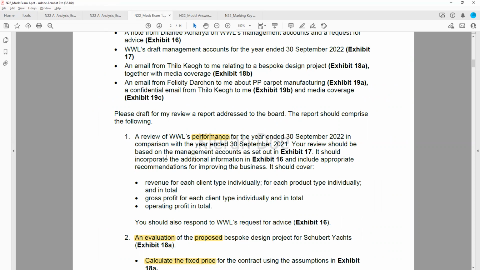So with all the questions, read this information very, very carefully. A review of WWL's performance for the year ended 30th of September 22 compared to the previous year, which of course is what we would expect. Review the current year performance compared to the previous year. Your review should be based on a management account set out in the exhibit. It should incorporate the additional information in Exhibit 16 and include appropriate recommendations for improving the business.